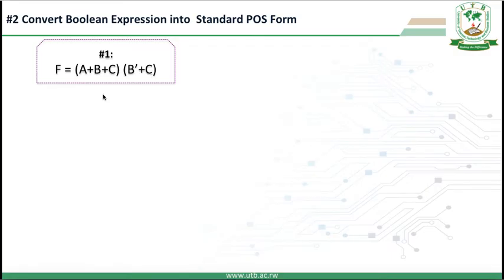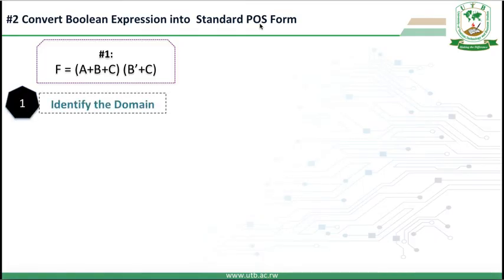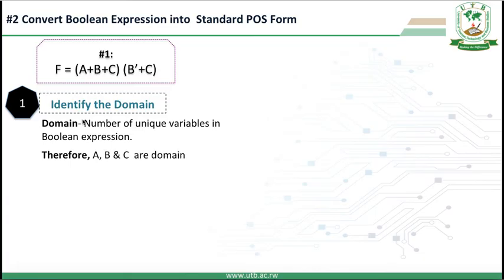So we are going to convert into the POS, canonical POS form. Okay, so let us see here. In the first step, identify the domain. Rules are the same. So in this given Boolean expression, the domain is ABC. I know that B or B complement are both known as a single variable. So A, B, and C are the domain variables in this given Boolean expression.